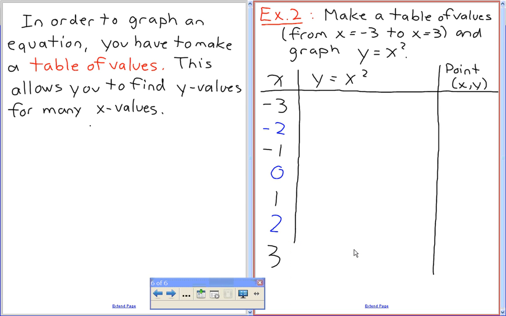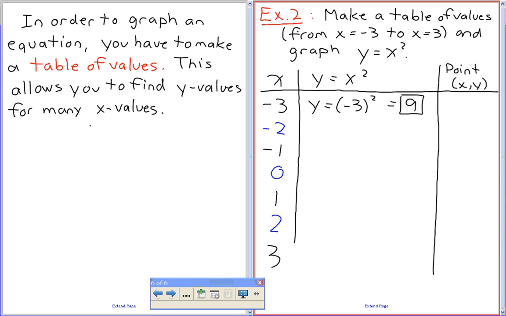Negative 3. So what I'm going to do is look at my equation, which is y equals x squared. Everywhere I see an x, I'm going to plug in a negative 3. Okay? So I started with x squared, but x is no longer x, it's now negative 3. So negative 3 squared is what? Maggie, calculate time. Positive 9. Okay? Very good.